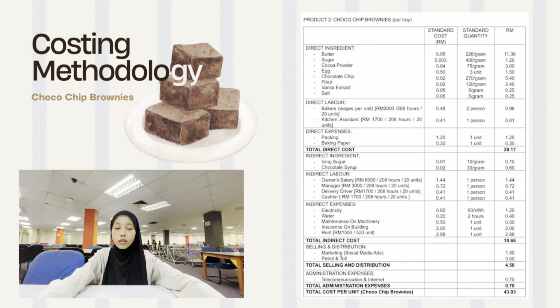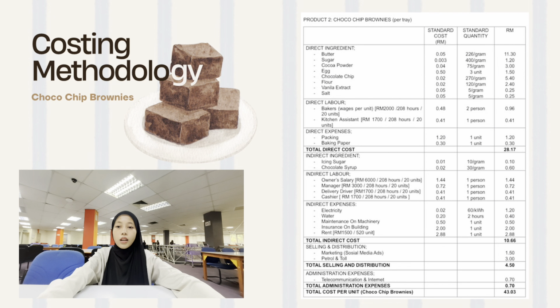Next ingredient is egg. The standard cost for egg is 0.50, standard quantity 3 units, and the total is 1 ringgit 50 cents. Next ingredient is chocolate chip. Standard cost is 0.02, standard quantity 270 grams, so the total is 5 ringgit 40 cents. Next ingredient is flour. Standard cost for flour is 0.02, standard quantity is 120 grams, so the total is 2 ringgit 40 cents. Next is vanilla extract. Standard cost for vanilla extract is 0.05, standard quantity 5 grams, the total is 0.25.